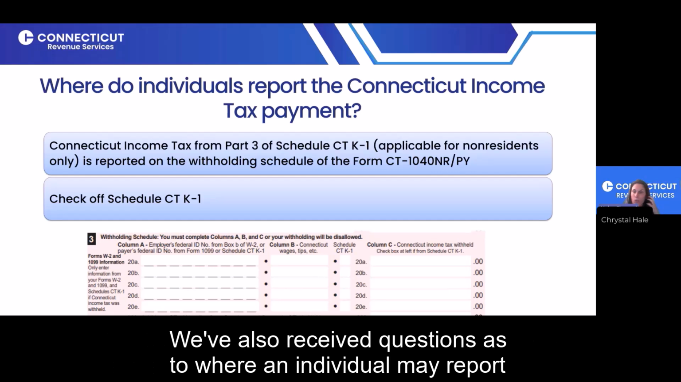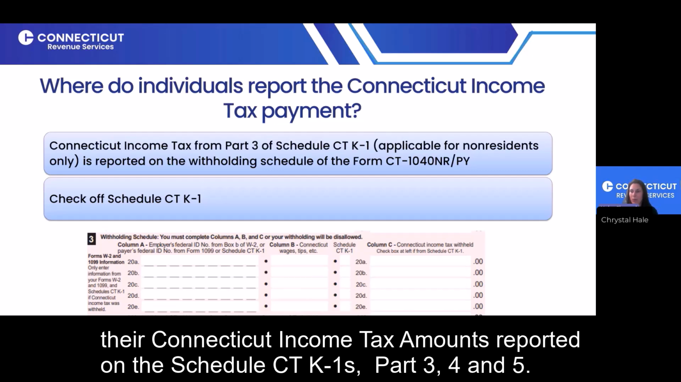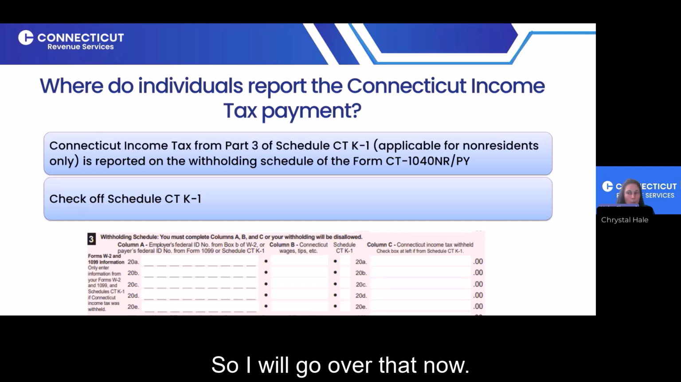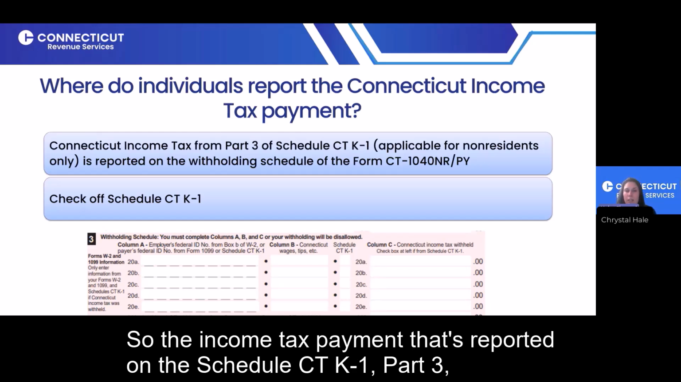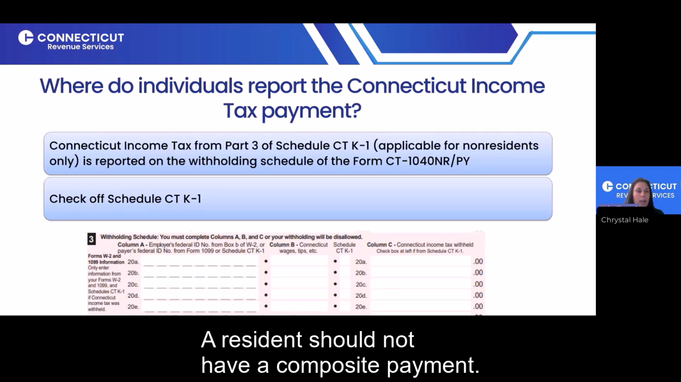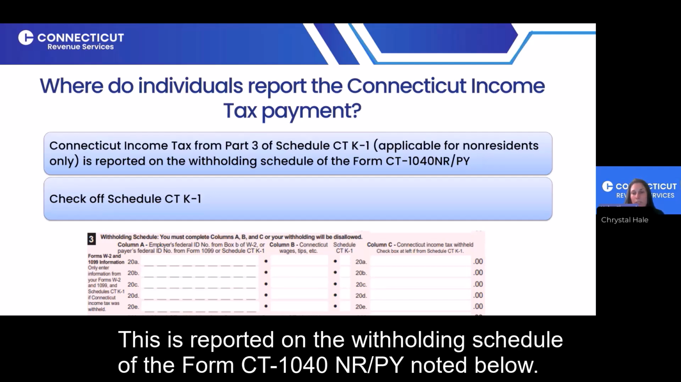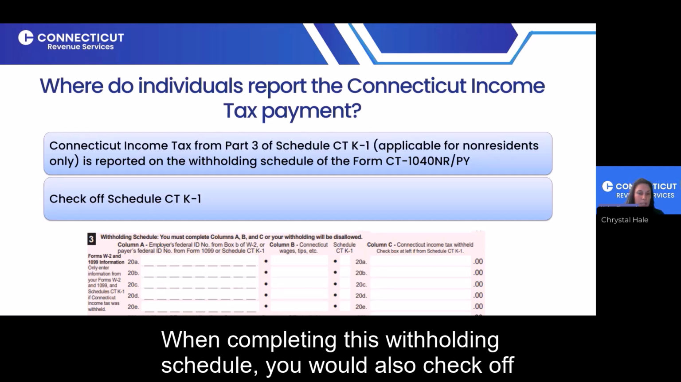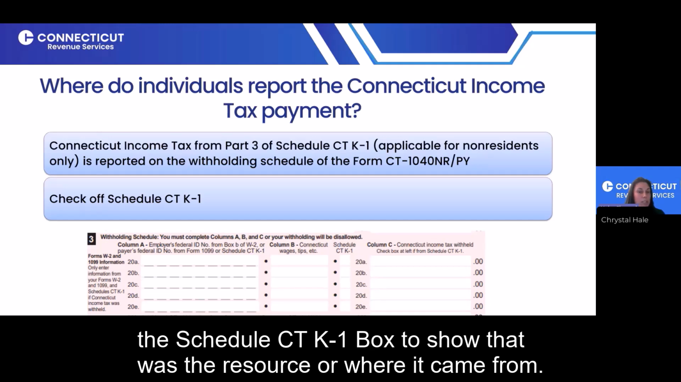We've also received questions as to where an individual may report their Connecticut income tax amounts reported on these Schedule CTK1s, Parts 3, 4, and 5. So I will go over that now. The income tax payment that's reported on the Schedule CTK1, Part 3, like I said before, is only applicable for non-residents. A resident should not have a composite payment. This is reported on the withholding schedule of the Form CT 1040 NRPY noted below. When completing this withholding schedule, you would also check off the Schedule CTK1 box to show where it came from.